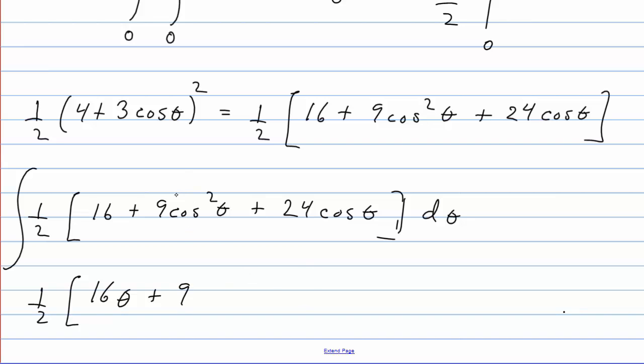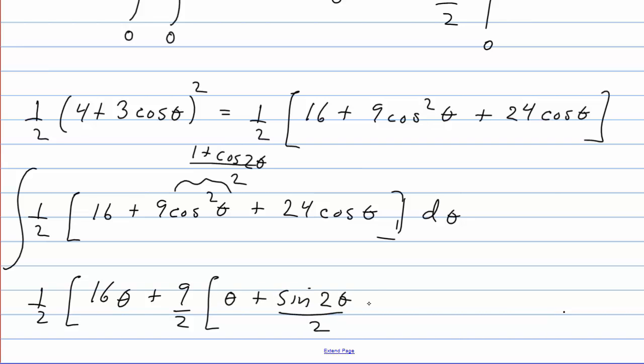The key right here is to rewrite cosine squared as 1 plus cosine 2 theta over 2. That's the half angle formula. And so when we integrate that, we're going to be integrating 1, which would give us theta, and integrating cosine of 2 theta, which would give us sine of 2 theta over 2. And then the integral of 24 cosine theta would just be 24 sine theta.